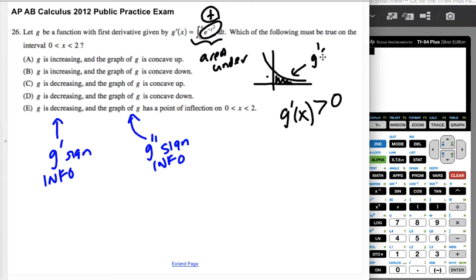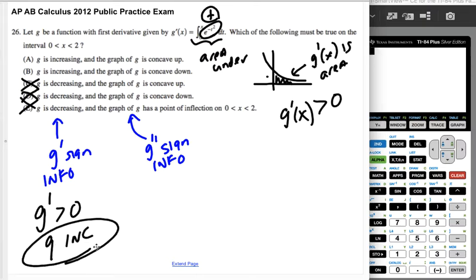Like, g prime of x is the area. Sorry, it got all frozen and it's beach balling. Okay, because g prime is an integral, I know g prime is positive. Once I know g prime is positive, I say, cool, g prime is greater than 0, so g is increasing. Great, so I cross off some of those answers, right?